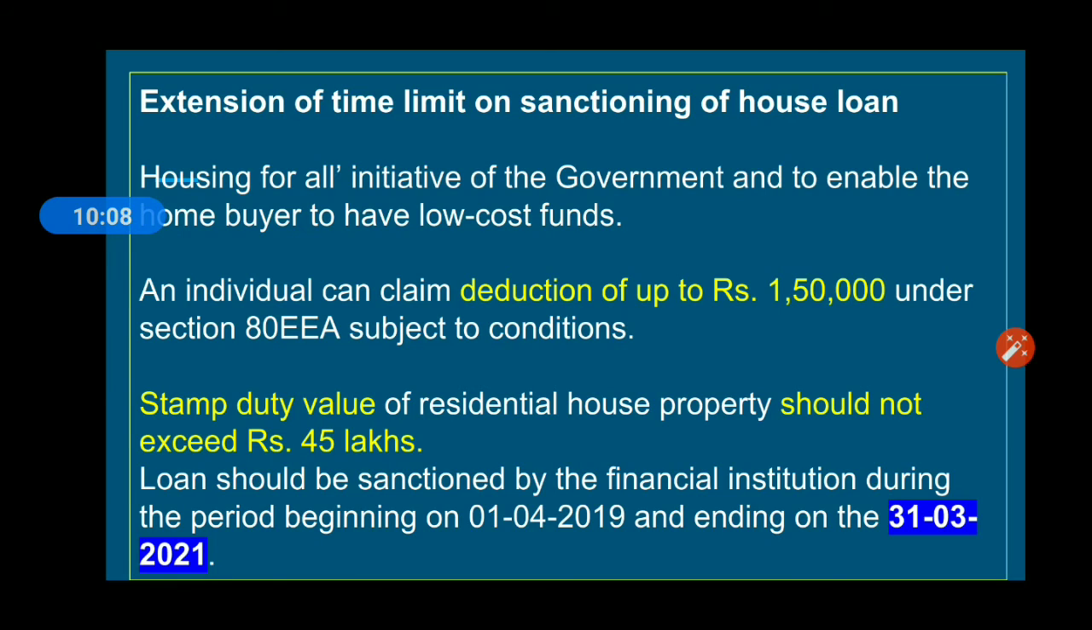And when he is availing such a home loan, he shouldn't own a house while availing such loan. And moreover, the last point is that the loan should be sanctioned by the financial institution during the period beginning on 1st April 2019 and ending on 30th March 2020 actually. But this date has been extended and is set to 31st March 2021. So, if the loan is sanctioned between 1/4/2019 and 31st March 2021, he can still avail the deduction of 1.5 lakh rupees.